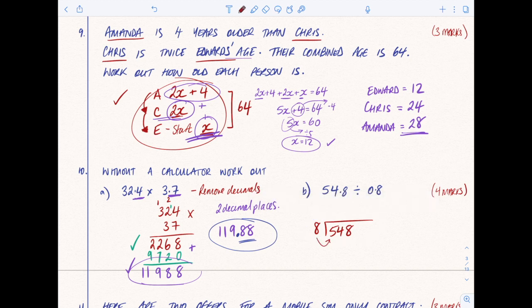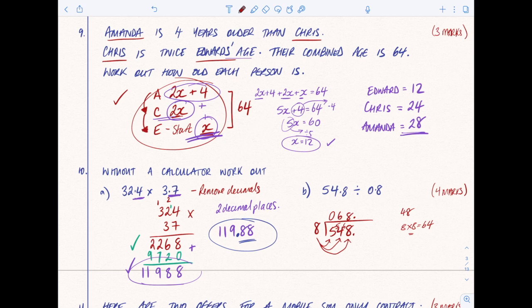How many times does 8 go into 5? Well, it doesn't. So put that, carry my 5. How many times does 8 go into 54? Well, 6 times 8 is 48. I'm on 48 and I need to get to 54, which means there is 6 left over. Okay. How do I get from 8 into 68? Well, 8 times 8 is 64. So that's 8 times. But now I've got a remainder.